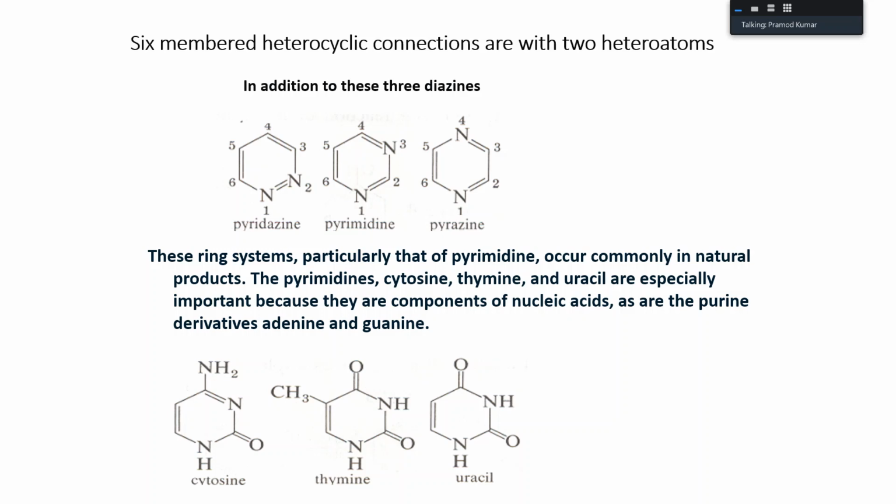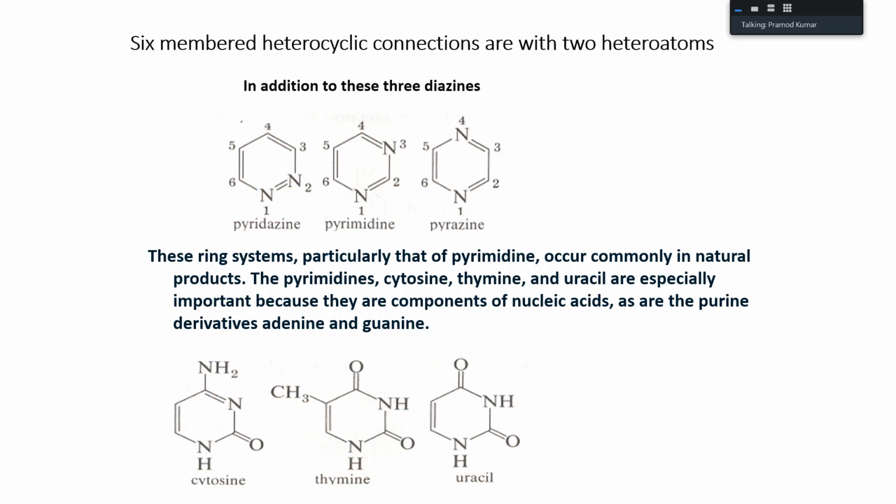Moreover, they are part of your purine derivatives also. This pyrimidine is a part of purine. Purine is nothing but imidazole fused to pyrimidine. So this pyrimidine is an integral part of your nucleic acid, which determines the sequences in your DNA or your amino acids.